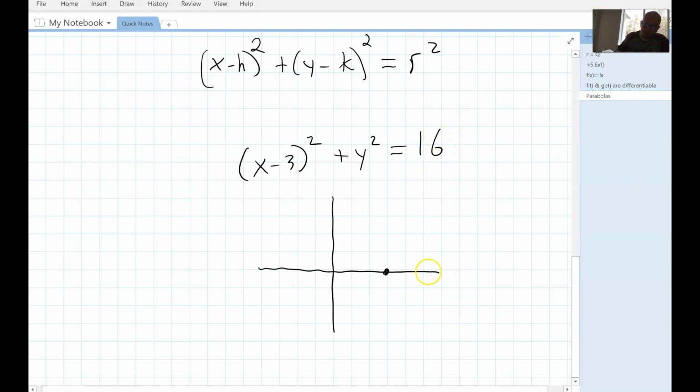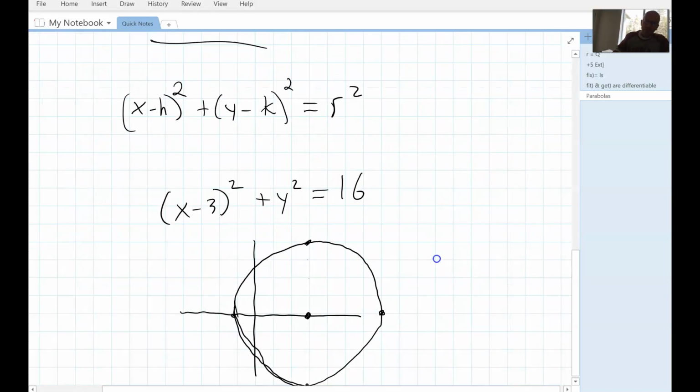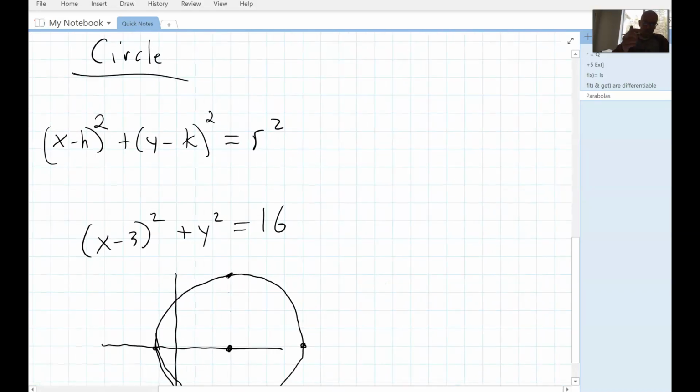So I'm going to go over 1, 2, 3, 4, put a dot, up 1, 2, 3, 4, put a dot, over 1, 2, 3, 4, put a dot, down 1, 2, 3, 4, put a dot, and then just draw a circle the best I can, which is not beautiful. So that's a circle.